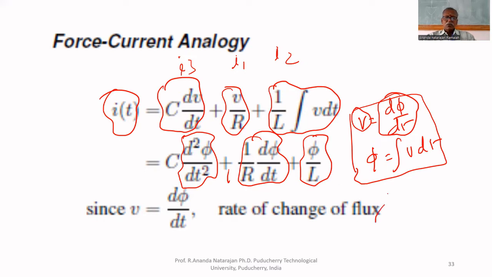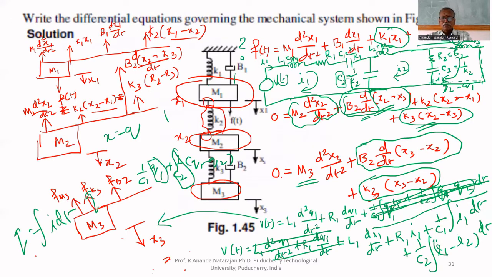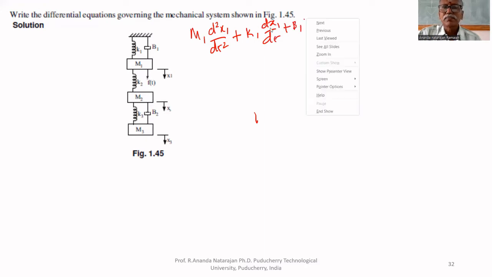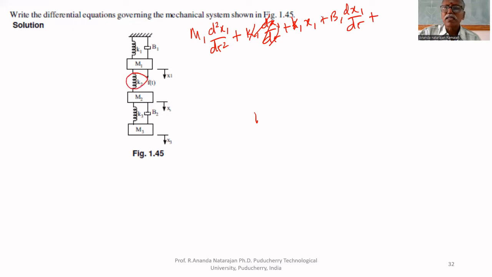So this is identical to the mechanical equation. Let us go to that again. What is the first equation? M1 d square x1 by dt square plus B1 dx1 by dt plus K1 x1 plus K2 multiplied by x1 minus x2 equal to the applied force f of t.